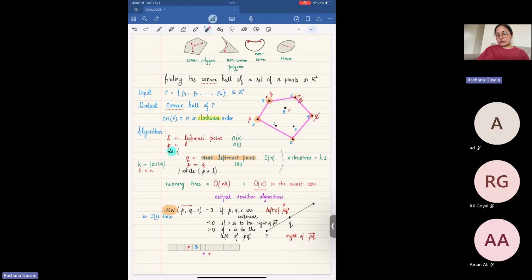Minimum value of k for a set. Yeah, so if we have by k, I think we mean this output size of the convex hull. Yeah, so the minimum is going to be equal to 2, assuming that the points are not collinear. If all the points were collinear, in that case, my convex hull size will be just equal to 2, the first point and the last point, if all the points are collinear. If not, then the minimum value of k can be equal to 3.